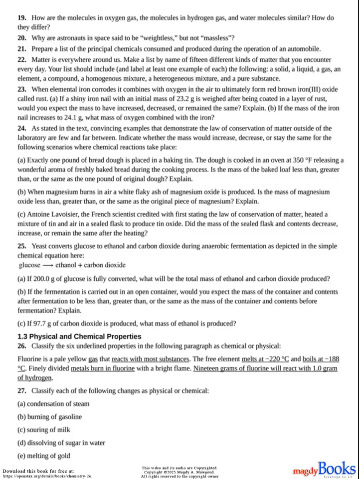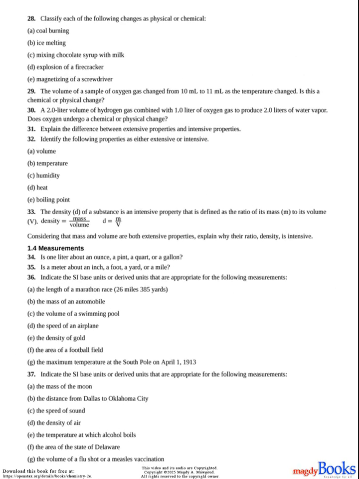27. Classify each of the following changes as physical or chemical. A. Condensation of steam. B. Burning of gasoline. C. Souring of milk. D. Dissolving of sugar in water. E. Melting of gold. 28. Classify each of the following changes as physical or chemical. A. Coal burning. B. Ice melting. C. Mixing chocolate syrup with milk. D. Explosion of a firecracker. E. Magnetizing of a screwdriver.